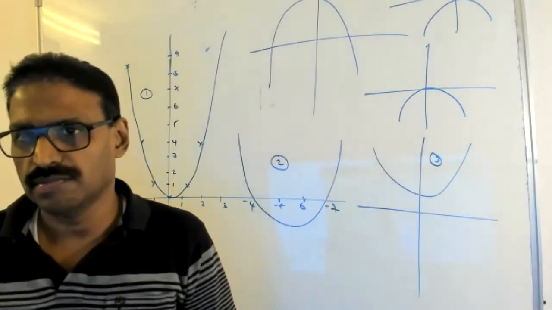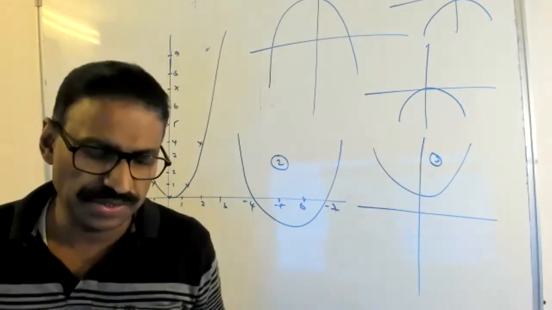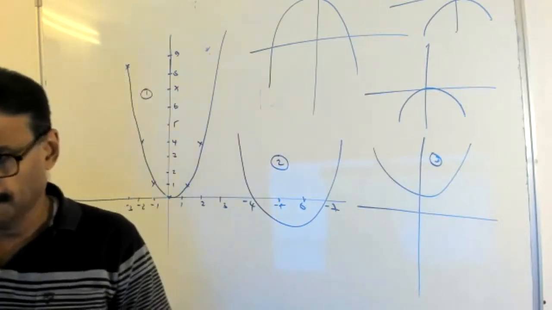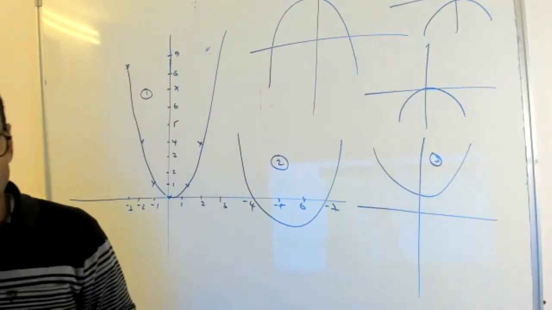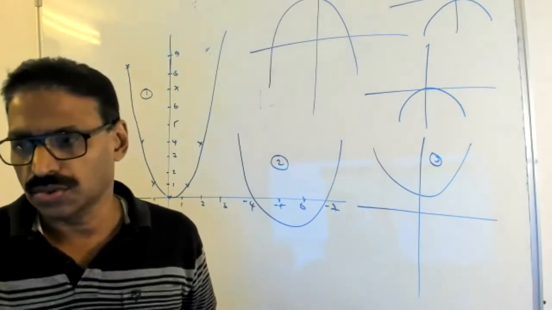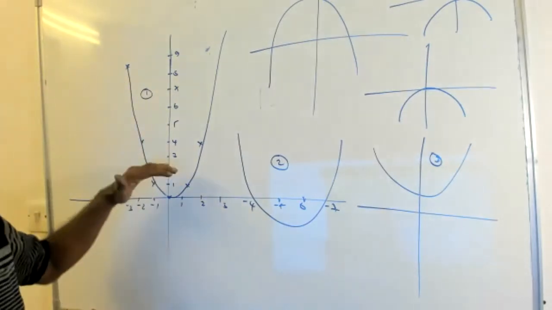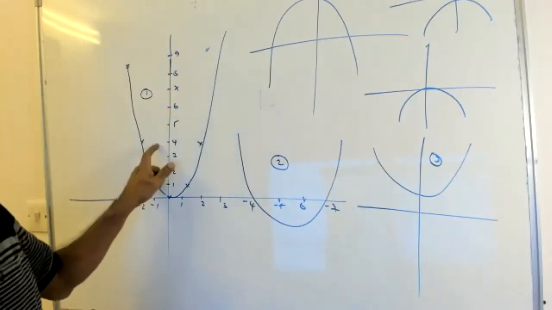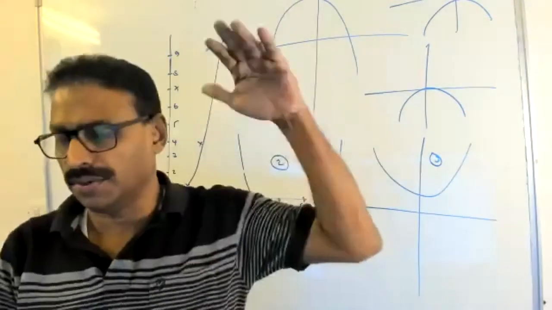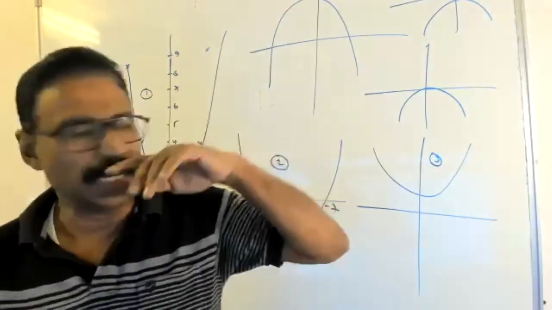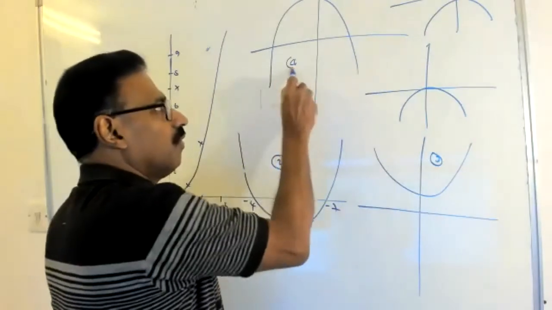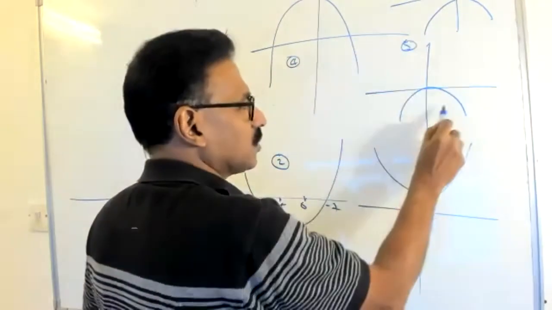The figure looks different. It's facing the opposite side. One is open up. Correct or no? All of 1, 2, 3 open up. And the figures 4, 5, 6 open down.